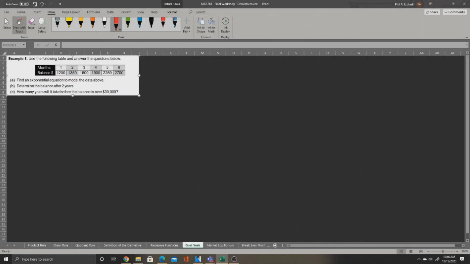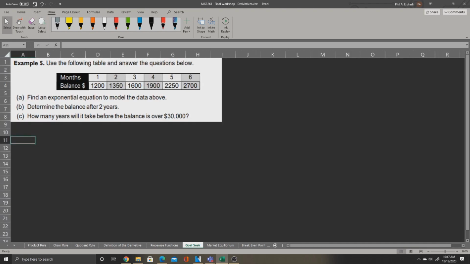So all right, for this problem, they give us a list of months and a balance in an account. And in this problem, we'll go through how to make an exponential trend line and how to use the goal-seek function in Excel. Goal-seek can sometimes be your best friend for some of these problems. So first, let's make a list of months and a list for the balance. And I'll take a moment and type everything in.